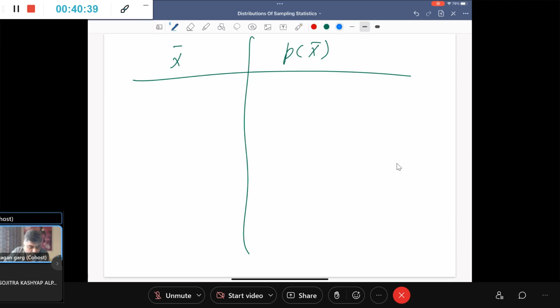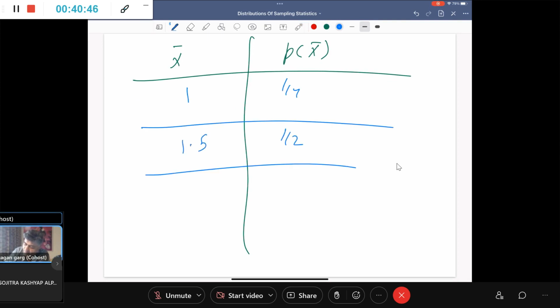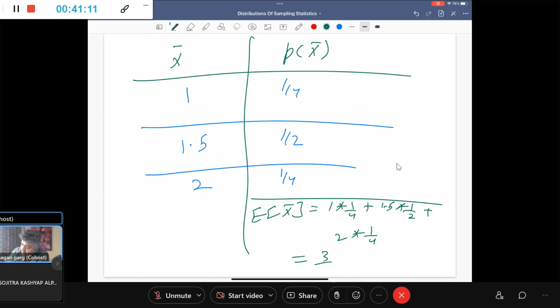It's taking value 1 with 1/4, 1.5 with probability 1/2, and 2 with probability 1/4. So now we can ask the question, what is the expected value of x bar? Expected value of x bar then is 1 × 1/4 + 1.5 × 1/2 + 2 × 1/4. And when we do this, we get 3/2. So this is just to verify what we said earlier, that expected value of x bar is the same as mu, which is the population mean.